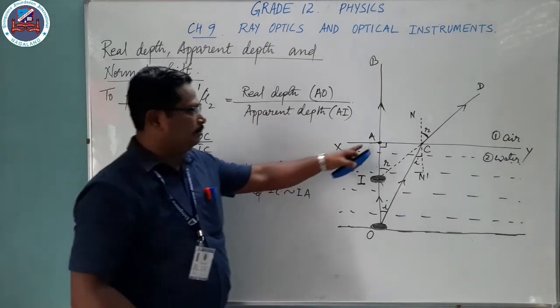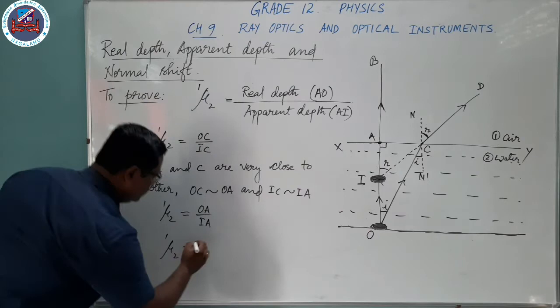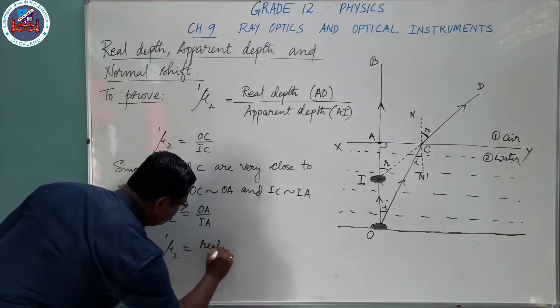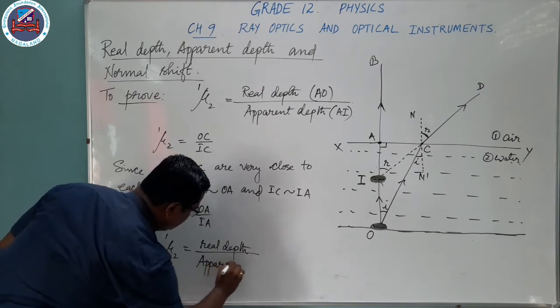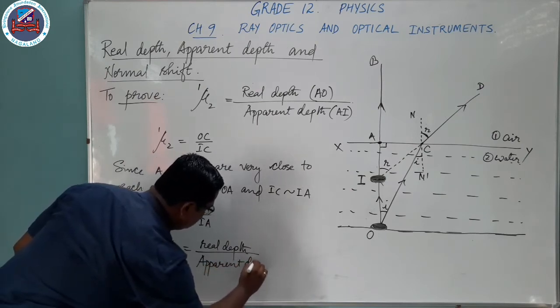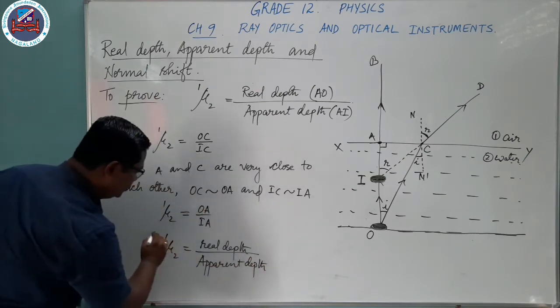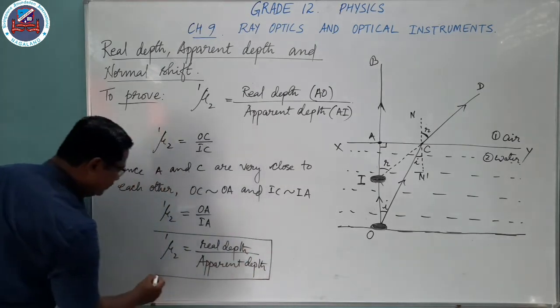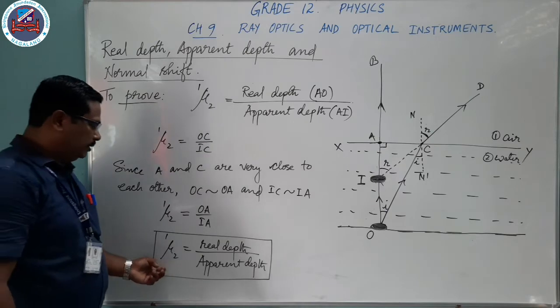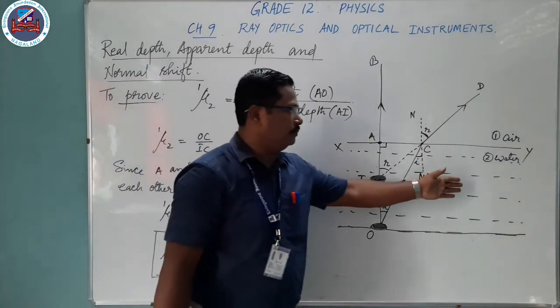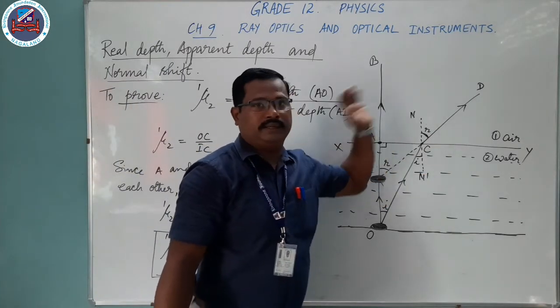AO is your real depth and AI is the apparent depth. So if you take the ratio between real depth and apparent depth, then you are going to get the refractive index of the liquid, or we can say the refractive index of water with respect to air.